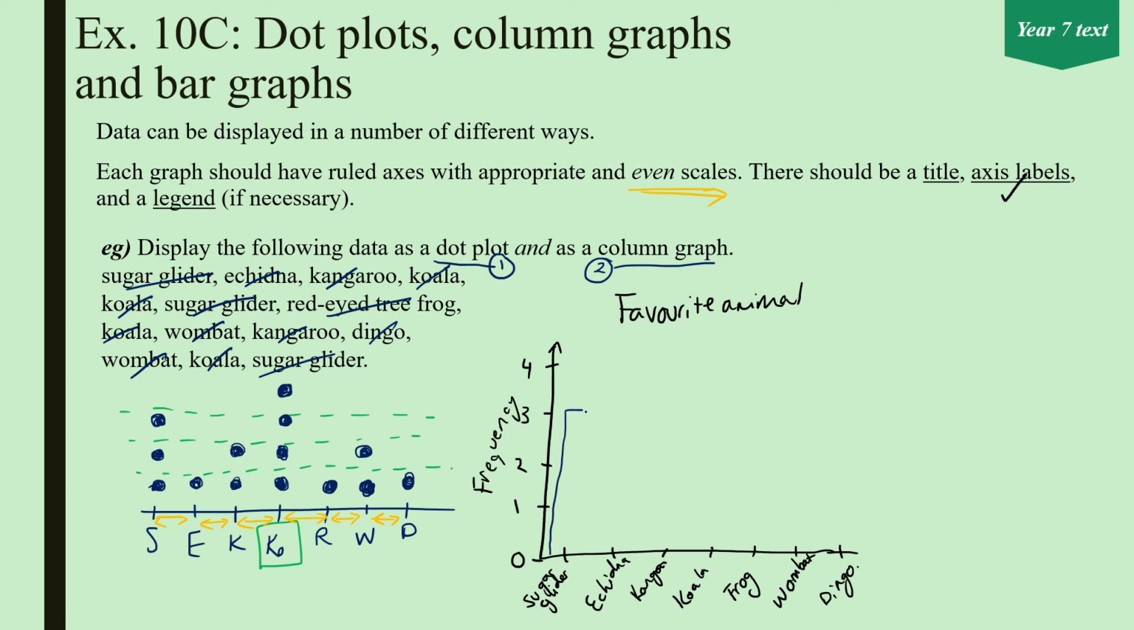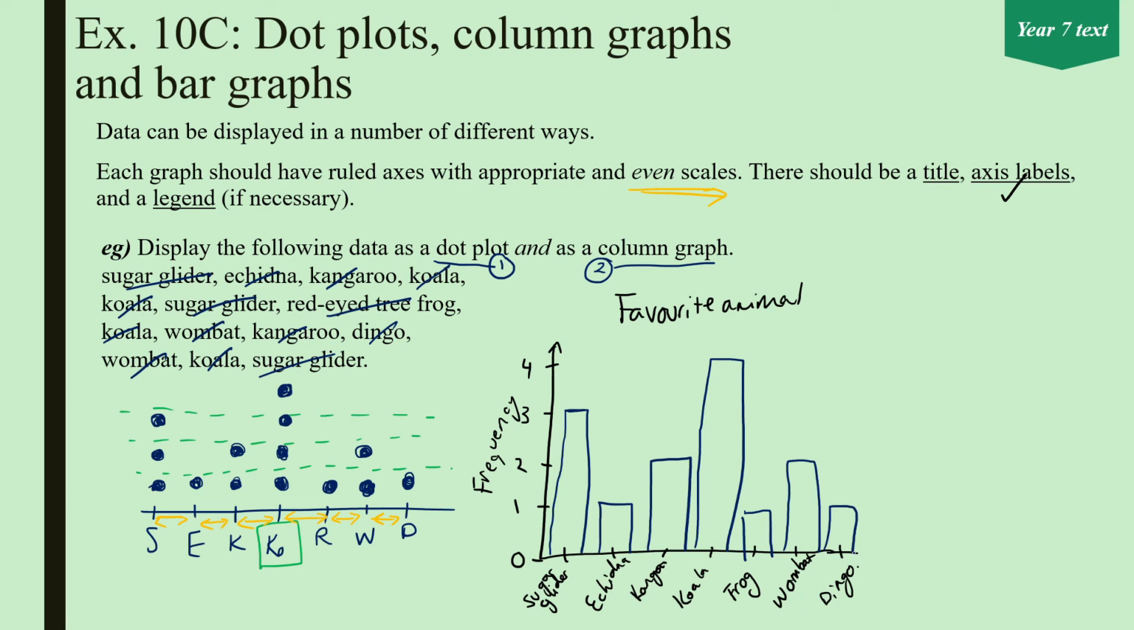It's not going to be drawn very well because I'm not using a ruler, but we're going to draw the column up to the 3. For echidna, we'll draw it up to 1. Kangaroo, we had 2, so we're going to draw it as high as 2 for our frequency. Koala, we had 4. It's very wonky. The frog, we had 1. The wombat, we had 2. And a dingo, we had just 1 person liked the dingo.